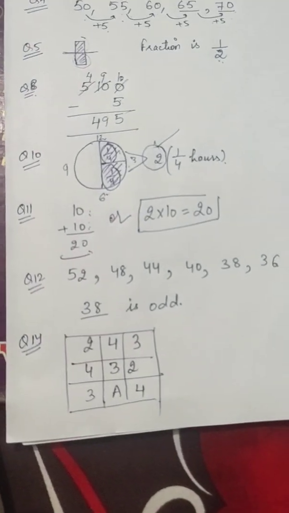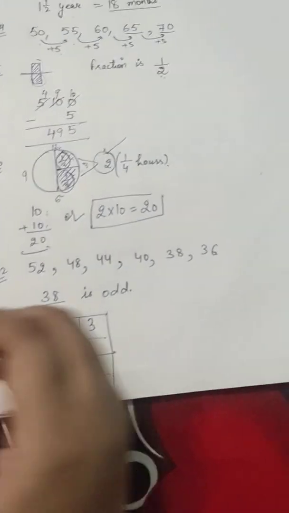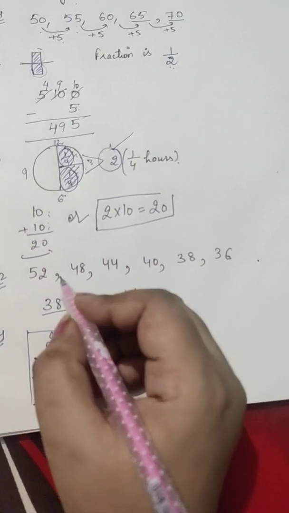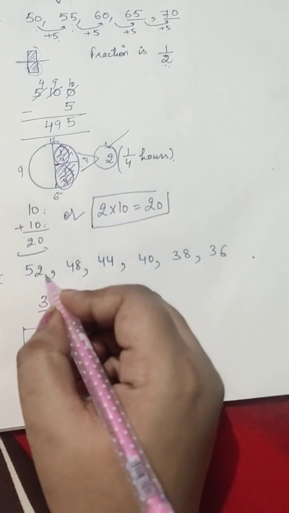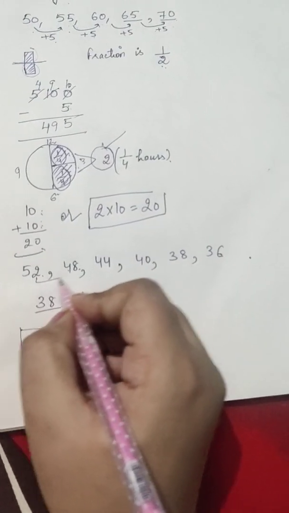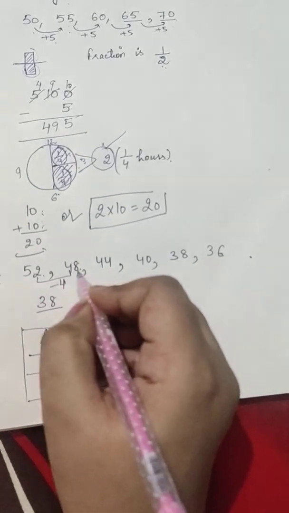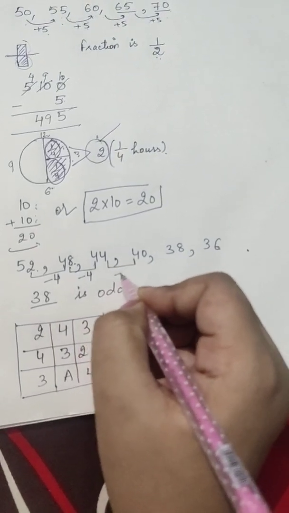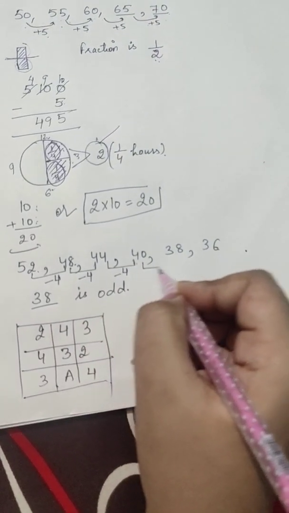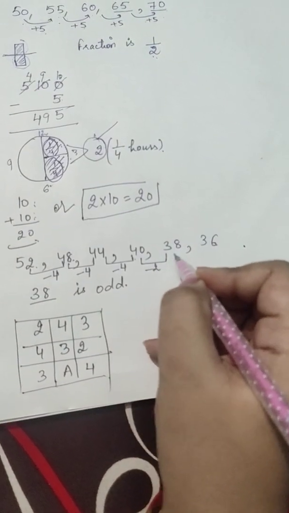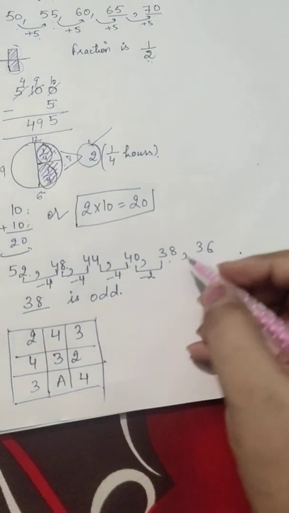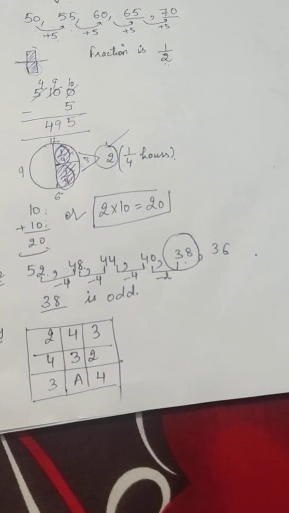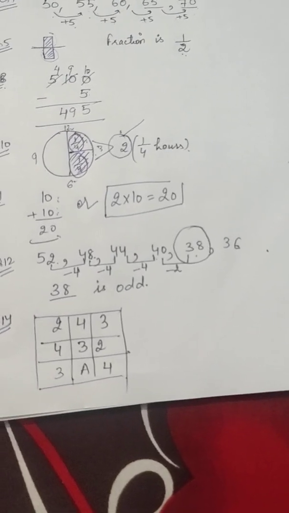Next is your question number 12. Which number does not belong? So these are the numbers given to you. You have to find which one is the odd one out. So you can see here that 52 and then is 48. So 52 minus 4 is 48. 48 minus 4 is 44. 44 minus 4 is 40. Then 40 minus 2 is 38. So you can see that 38 is the odd one out. So your answer is 38.